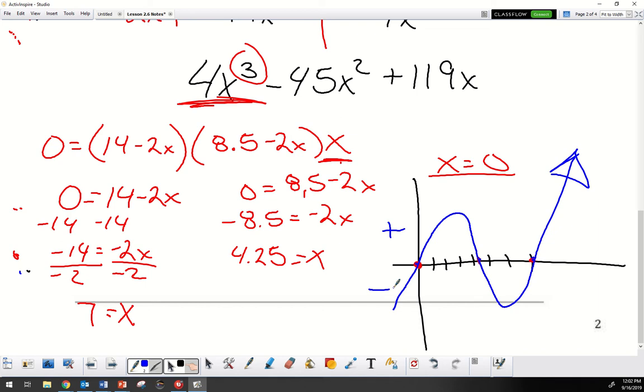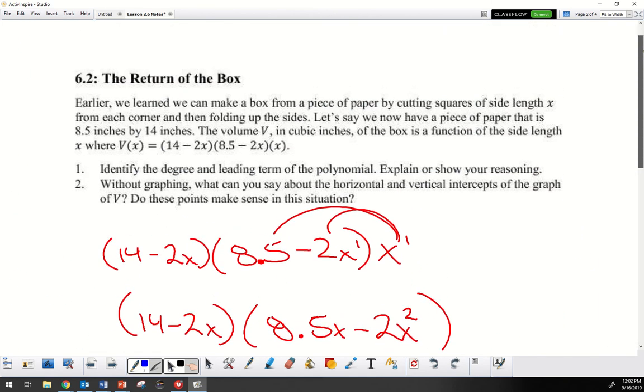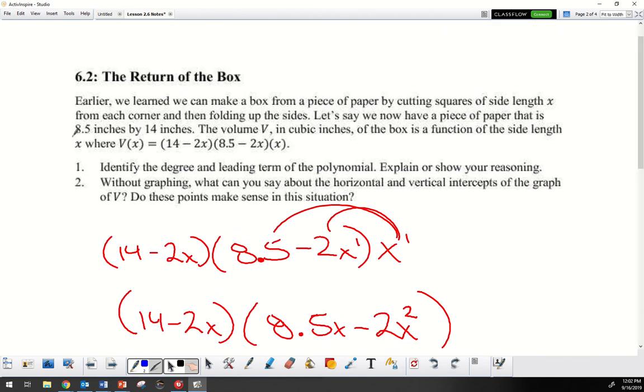But anyway, if we go back to my box right here, that means that at 4.25, this piece right here goes down to 0 because we're cutting off half of it right there.